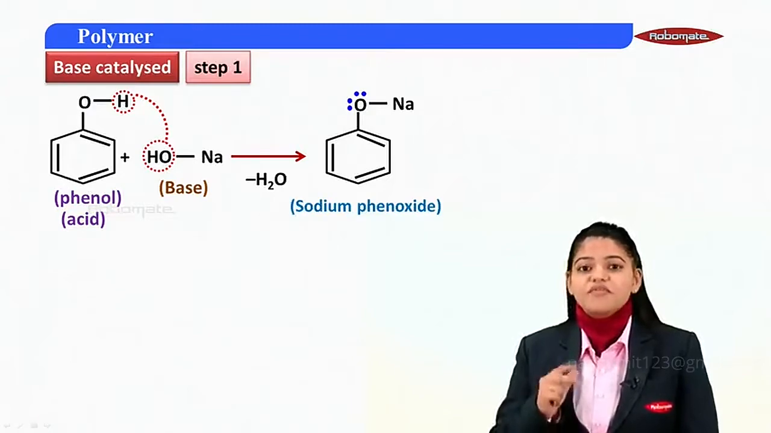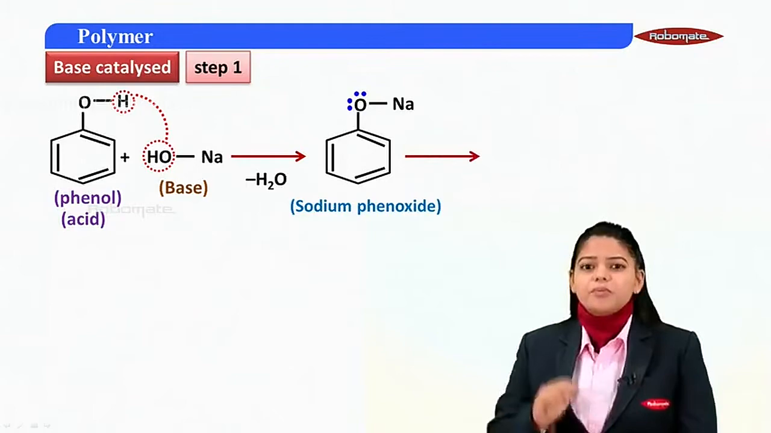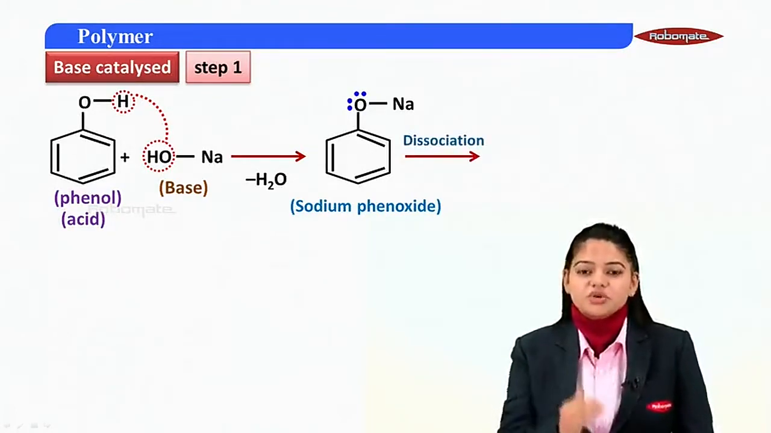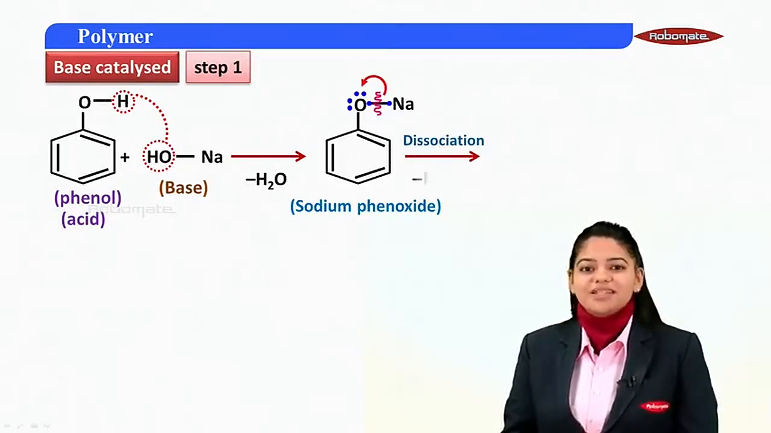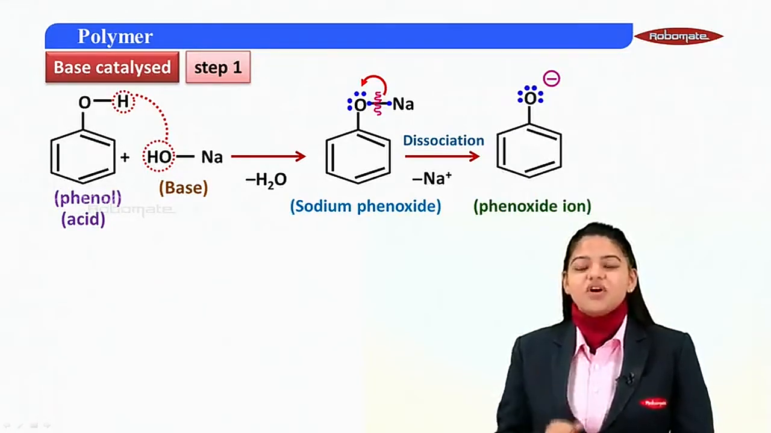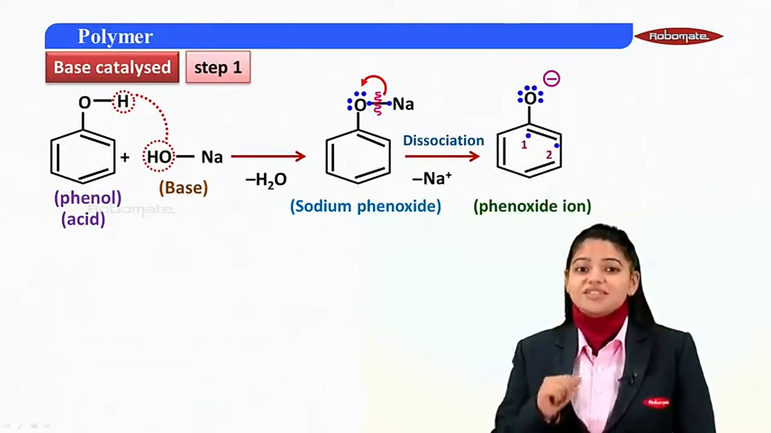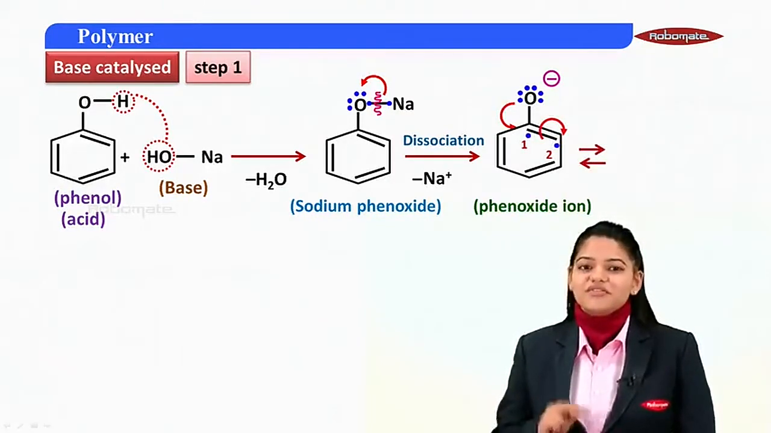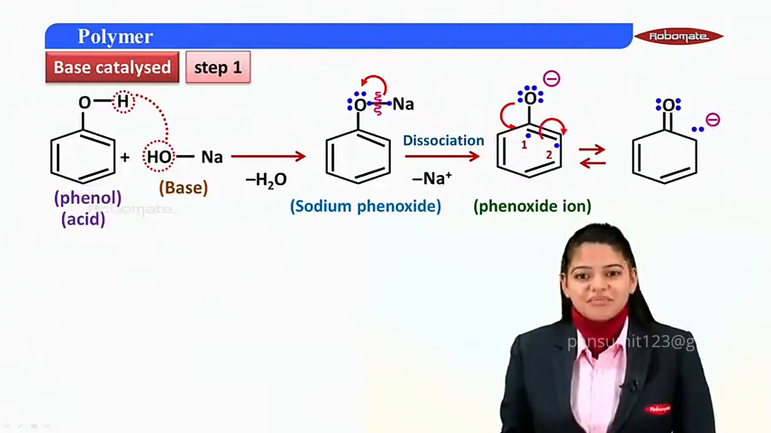But in sodium phenoxide, oxygen being more electronegative pulls the electron from sodium and the bond dissociates, giving us a more stable compound, that is the phenoxide ion. This phenoxide ion which we got undergoes resonance at the first and second position to give us a double bond at the first carbon atom. Here we end step 1.